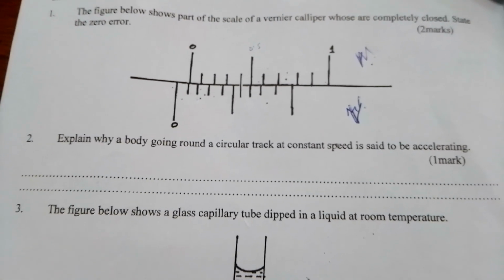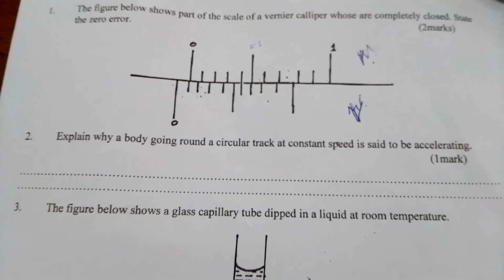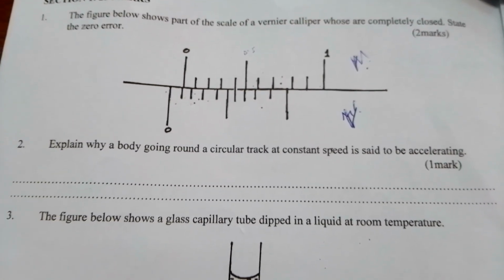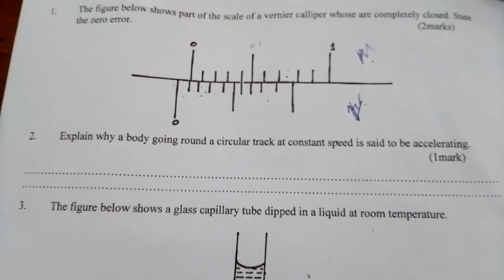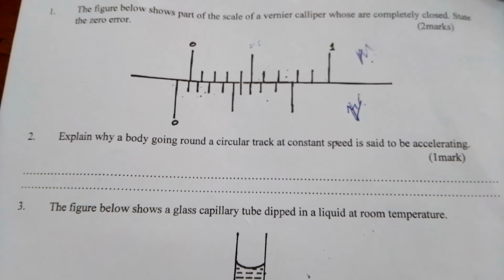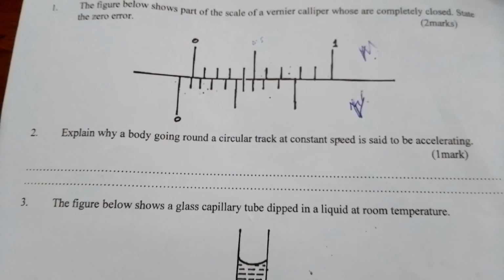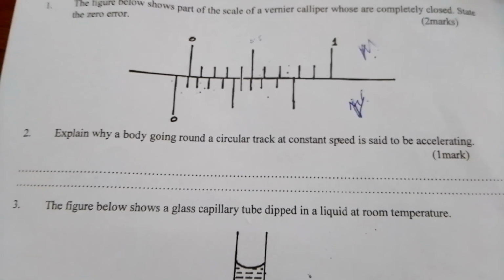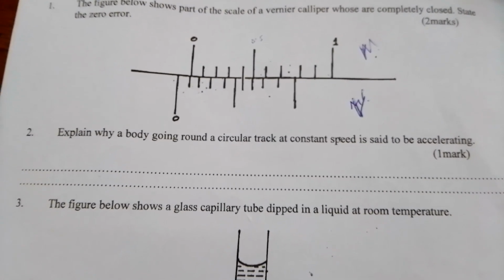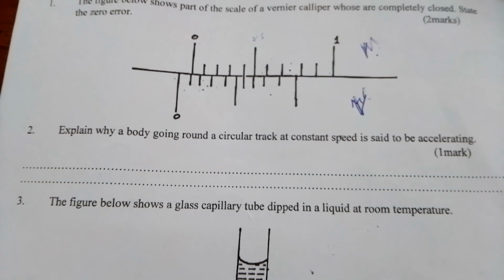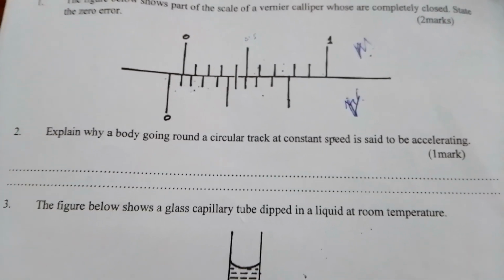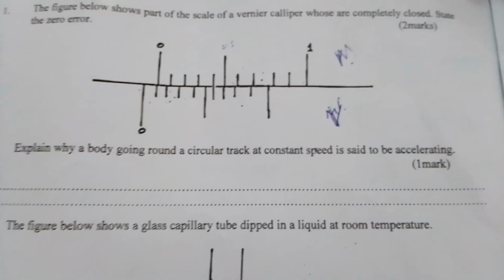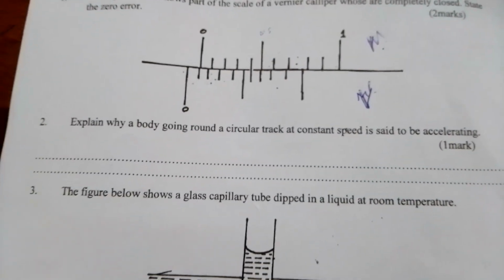Explain why a body going round a circular track at a constant speed is said to be accelerating. 1 mark. Question 1 was 2 marks. Question 3.